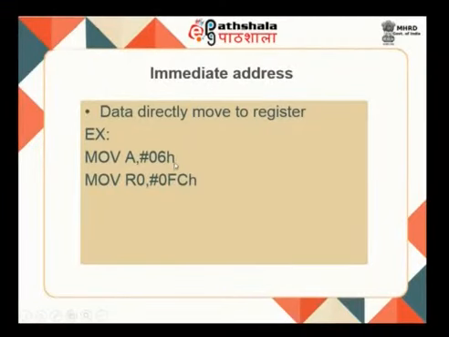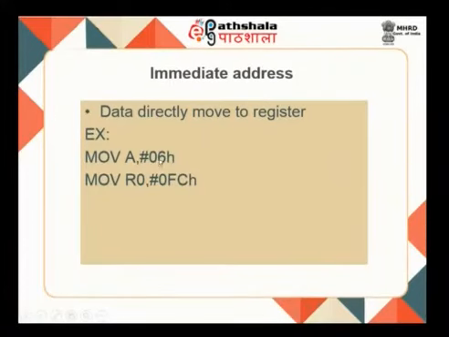Next is immediate addressing. When I am looking at immediate addressing, the data itself is given directly in the instruction itself. So, MOV A, #06H. What it says is 06 is the data which has been given directly in the instruction, immediately. If I put a hash, whatever follows it is your data. So, MOV A, #06H means 06 is the data moved towards A. That is what they are trying to say.